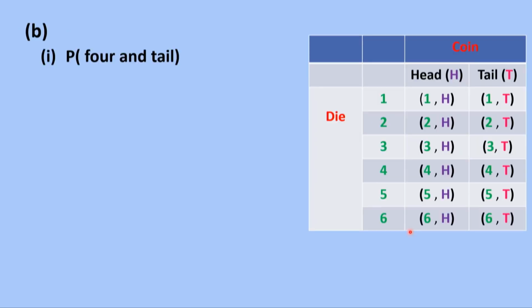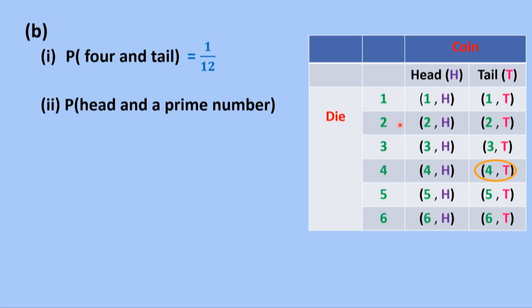Now part B, probability of getting a 4 and a tail. So you can see here that we have only one possible outcome. 4 and tail, we have only one. And how many possible outcomes do we have in all? 12. So the answer will be 1 over 12.